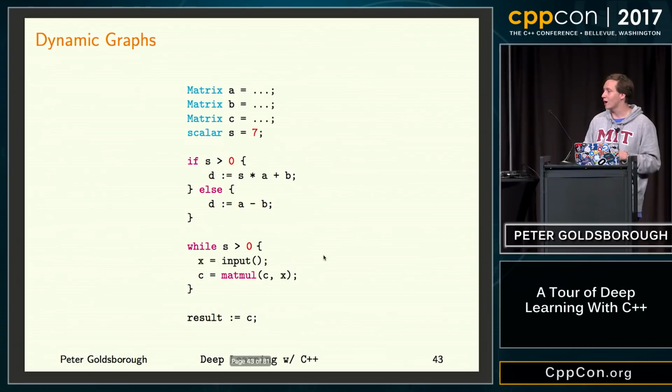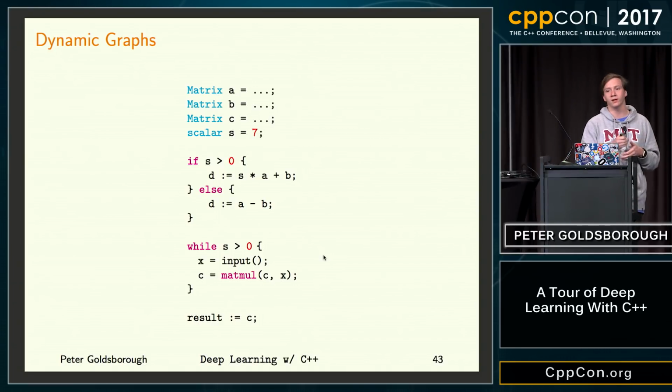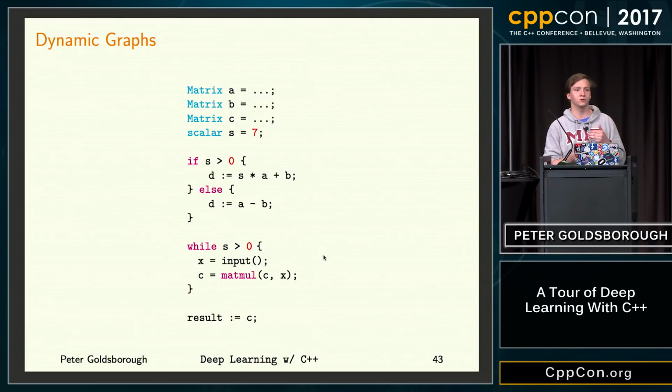The other kind of graph are dynamic graphs. And if I hadn't mentioned the word graph, you wouldn't even think of this as a graph at all. But in this case, the graph is more or less defined by run. This means that the matrices don't have to be fixed size anymore. It also means that we can use the programming language's native control flow.